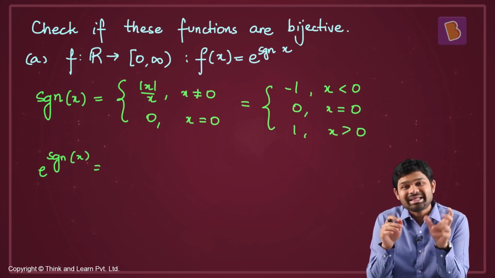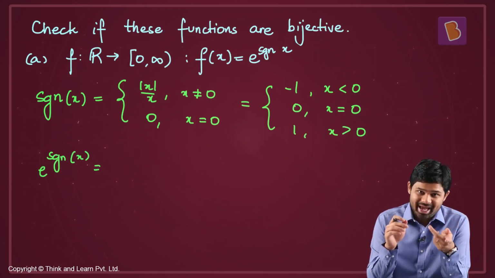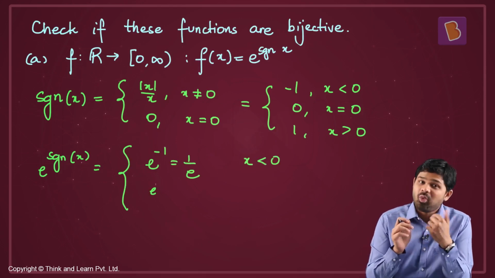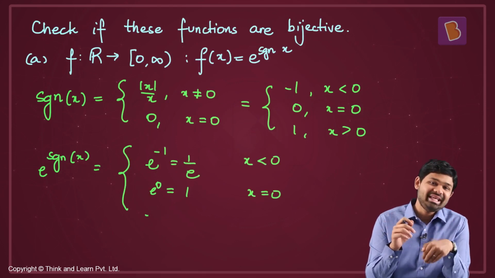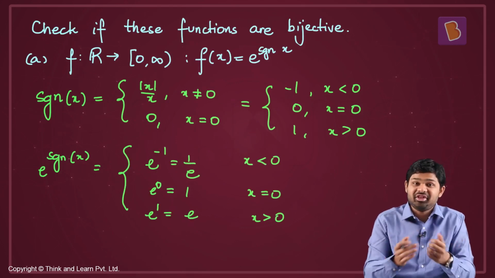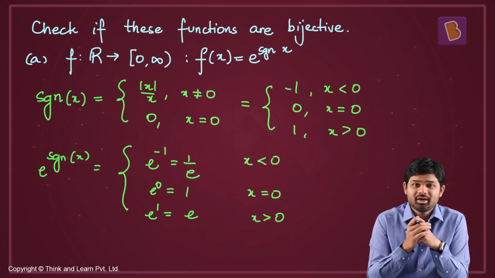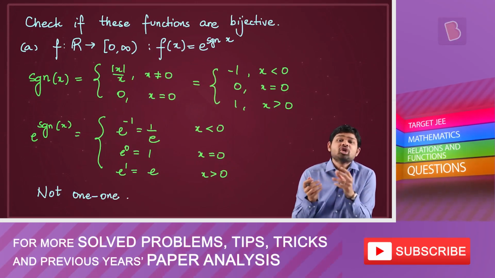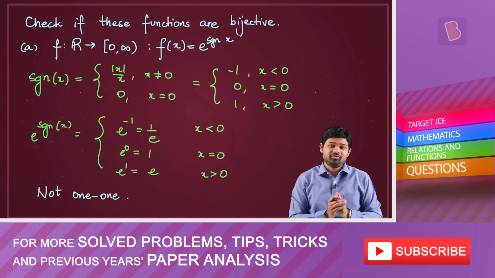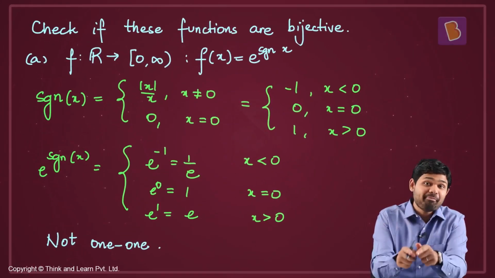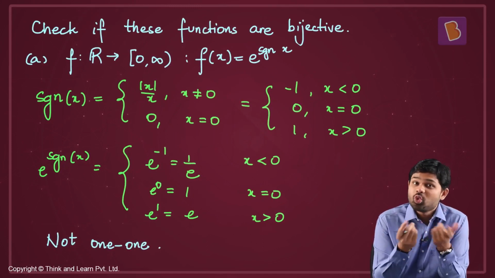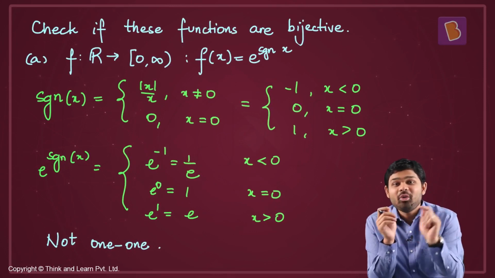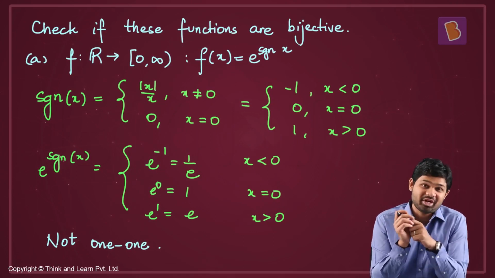So what is e power signum x? E power signum x is e to the power -1, or 1 by e, when x is negative, 1 when x is equal to 0, and e when x is greater than 0, or x is a positive number. Well, this function is not a 1-1 function clearly, because for all negative values of x, the function maps to the same image, which is 1 upon e. For any negative value of x, it always maps to the same value 1 upon e.